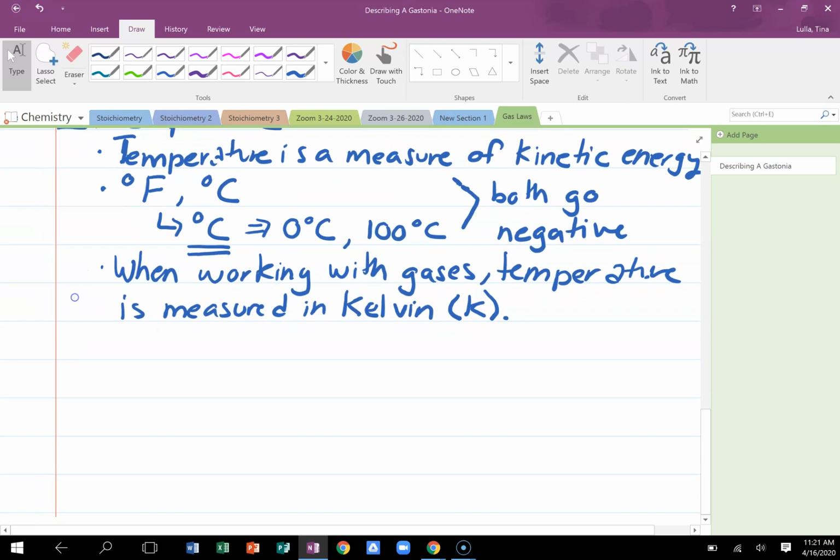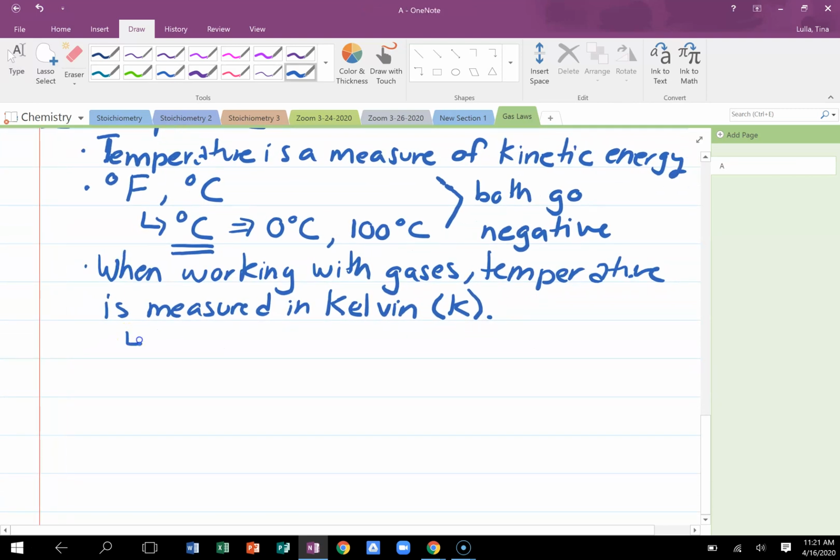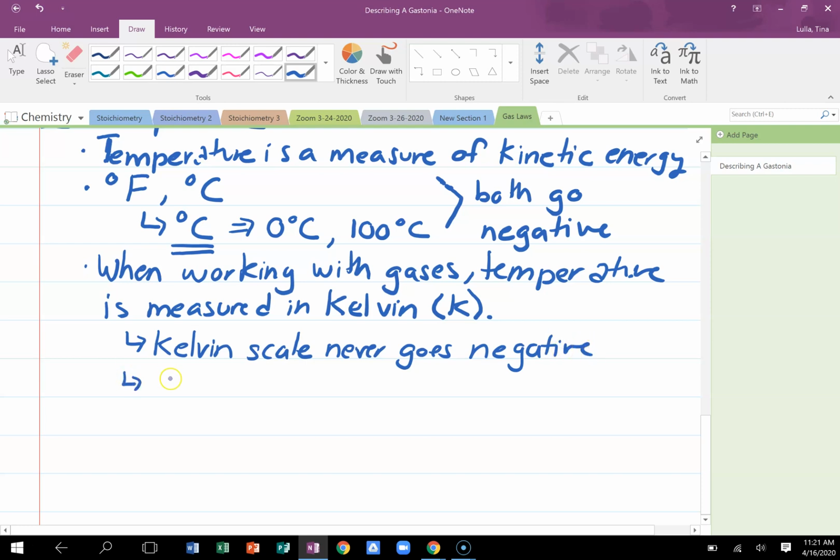And the thing about the Kelvin temperature is that the Kelvin scale never goes negative. The temperature 0 Kelvin is what we call absolute zero. That is theoretically the lowest possible temperature.